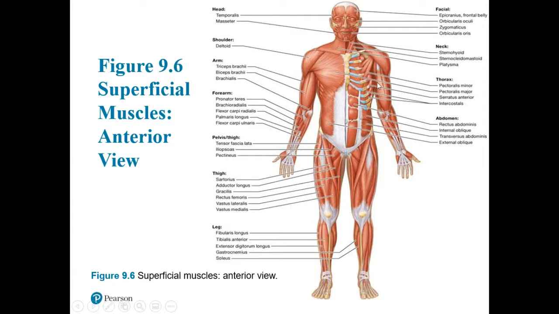So, head movement. Now let's break down the name real quick. Sterno is sternum, cleido is clavicle, and mastoid refers to a marking of the temporal bone. It's called the mastoid process of the temporal bone. So it originates on the mastoid process of the temporal bone, and then it inserts on the sternum and clavicle, to allow you to move the head in all directions, especially left and right.